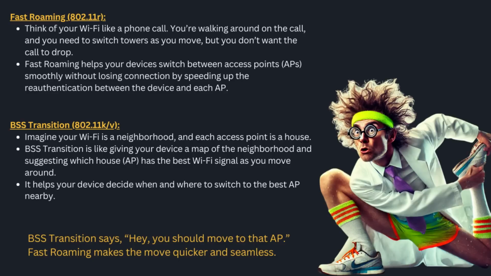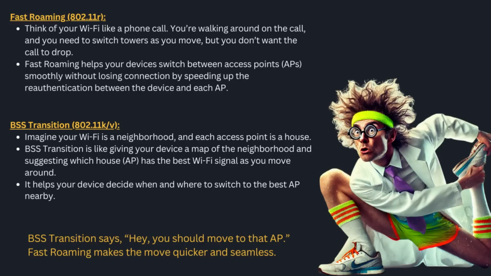802.11k/v. So if you imagine your Wi-Fi is a neighborhood and each access point is a house, then BSS Transition is like giving your device a map of the neighborhood and making suggestions as to which house or AP will give you the best Wi-Fi signal. Okay, so it helps your devices decide when and where to switch from APs as you roam around, right?